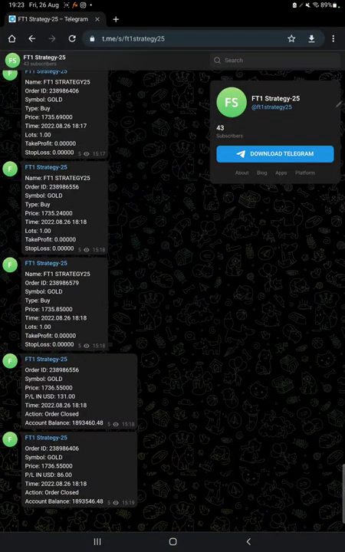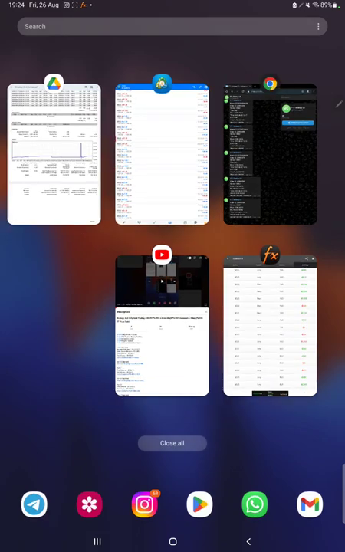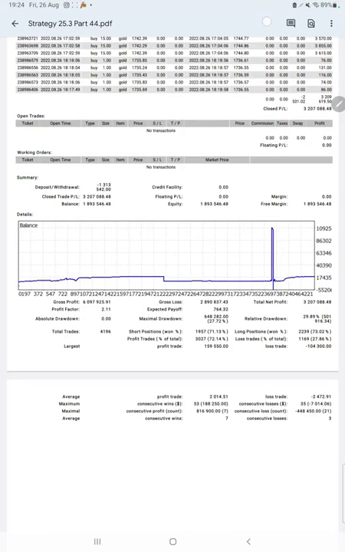Also one more thing that's very important, it's a Telegram channel, FT1 strategy 25. You can stay updated on each trade we have taken and how much profit and loss we have booked as per the order ID. So you can verify with the order ID that each trade should match what you see on the account statement.